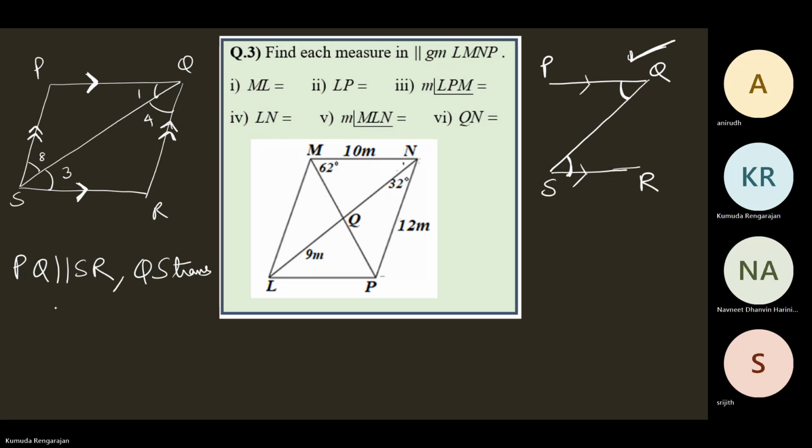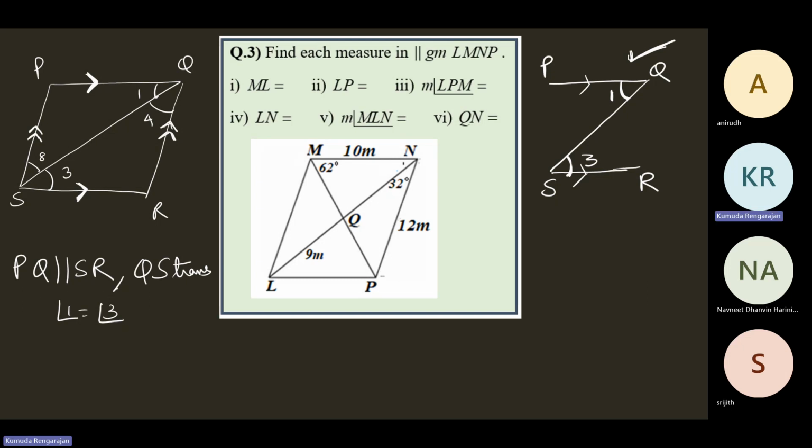Ma'am, 1 and 3. Angle 1 is equal to angle 3. Angle 4 is equal to angle 8. It'll be good if you answer my question. I did not ask the next question. Why do you assume something? Don't confuse the class.